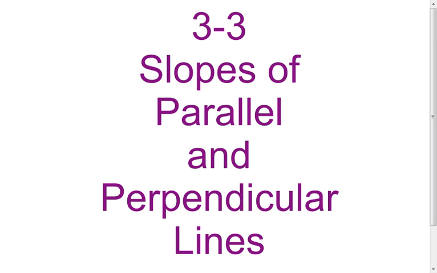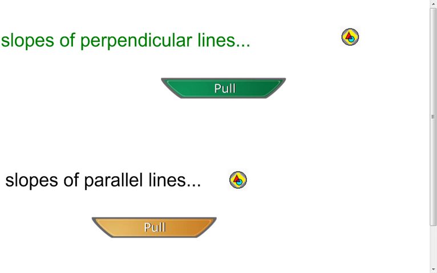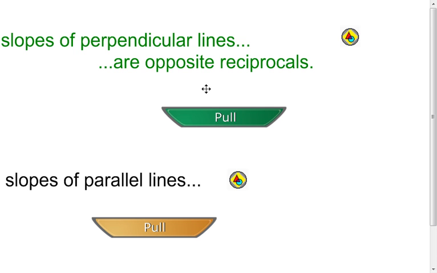In this part of 3.3, we're going to look at slopes again, but now we're going to look at the relationship between the slopes of parallel lines and the relationship between the slopes of perpendicular lines. Some of you may remember this, but the slopes of perpendicular lines are going to be opposite reciprocals, meaning if one of them has a slope of, let's say, 3/2, the other line is going to have a slope that's opposite to that.